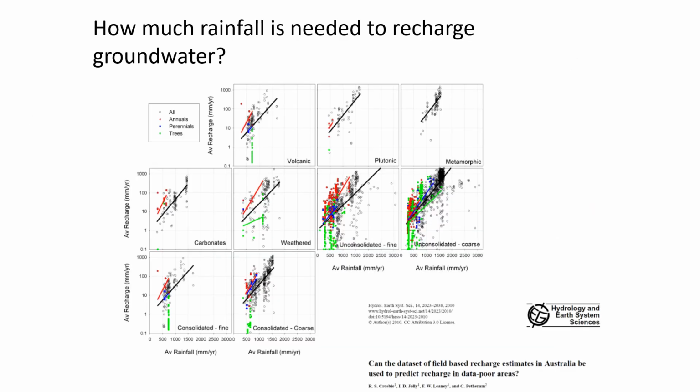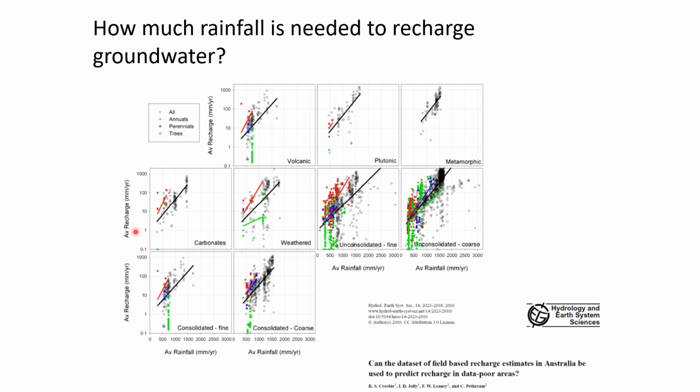I'm going to finish this part about recharge by looking at this really messy figure, which is a huge comparison of all these field methods of measuring recharge, just to give you an example of how messy the data is and how well we understand how much rainfall is needed to recharge groundwater. And we can take almost any one of these figures. I'll take one at random. I'll take this one here, which is carbonates.